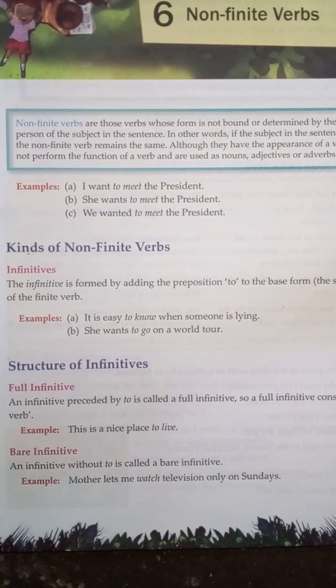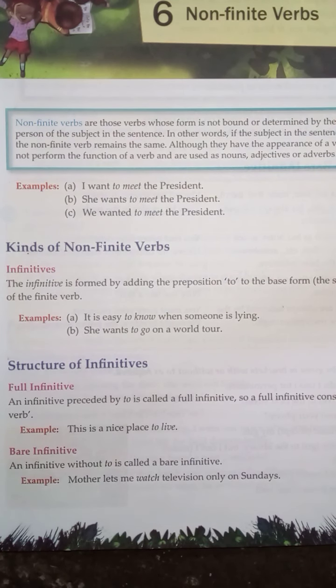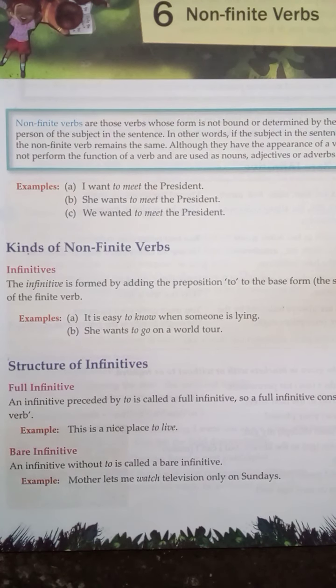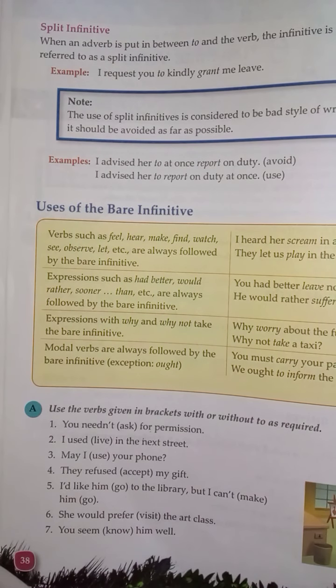Bare infinitive. An infinitive without to is called a bare infinitive. So in the previous example you have seen the use of to with the verb. Now, without to, you can see an example. Mother lets me watch television only on Sunday. Here we are not using to. This is a bare infinitive.